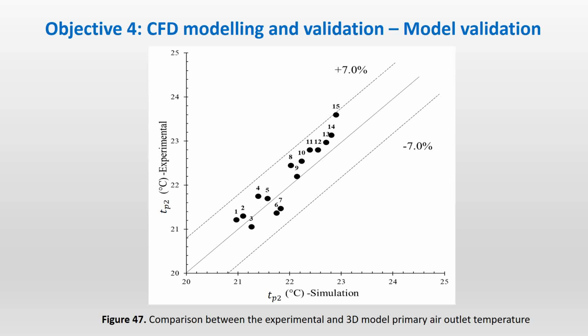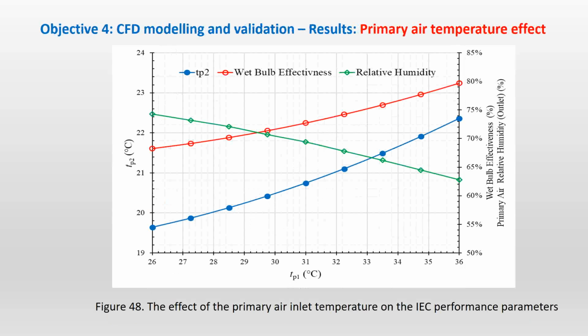To prove this, I tried to repeat the same experimental work, changing the primary air temperature, and the same thing happened. The supply air temperature increased, the wet bulb efficiency increased, and relative humidity went down. Now, this is relative humidity, not the moisture content. So obviously, if the temperature increases, the RH value decreases.